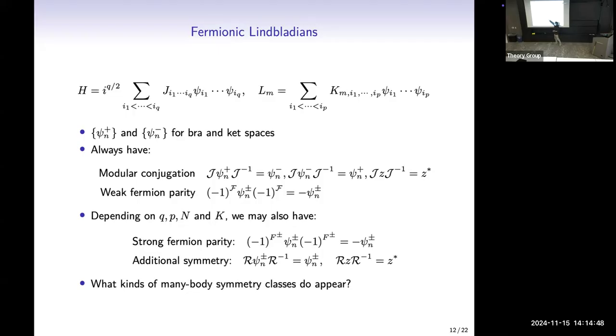But depending on the number Q here and the number P here, sometimes a stronger fermion number parity condition is preserved. The fermion number parity for each plus and minus space can sometimes be separately conserved, okay? On top of these generic conditions, I also impose time reversal symmetry, like in the SYK Hamiltonian story. So there's an additional anti-unitary symmetry, which is basically time reversal symmetry. With these, there are some choices I have to make. These are always satisfied. For some choices of Q, P and N, this type of symmetry may arise. And then, including all these, what kinds of symmetry classes do appear? That is the analysis we did.